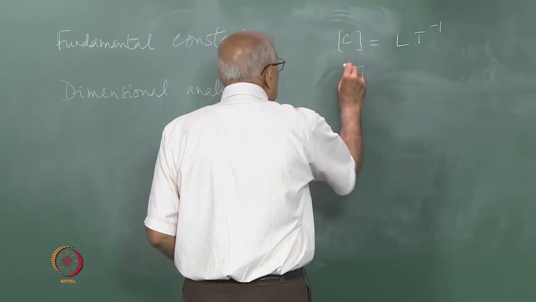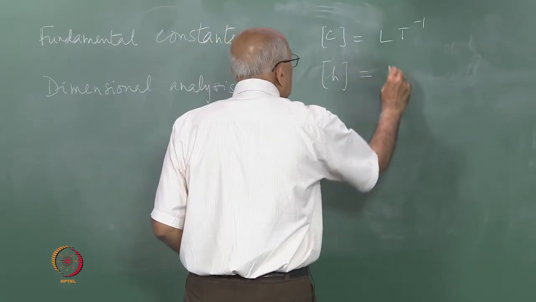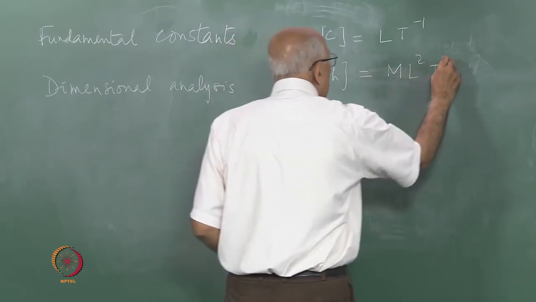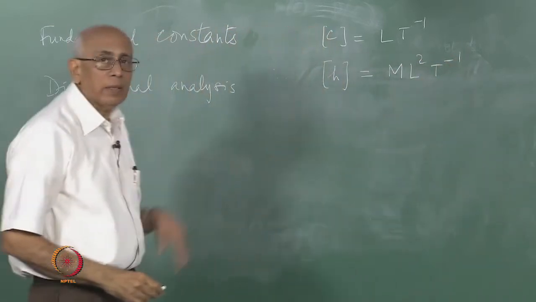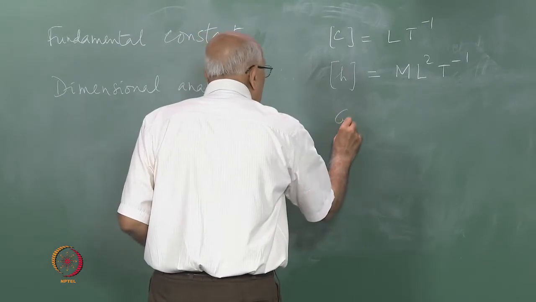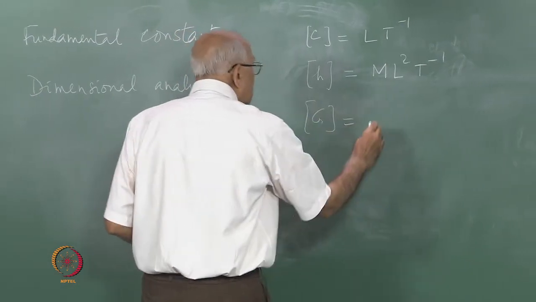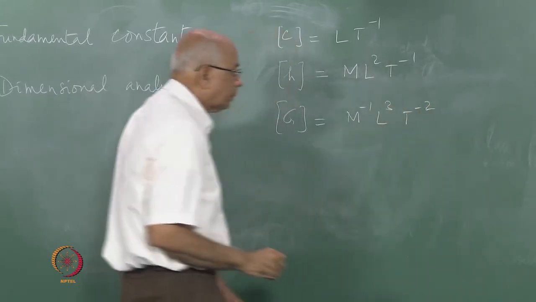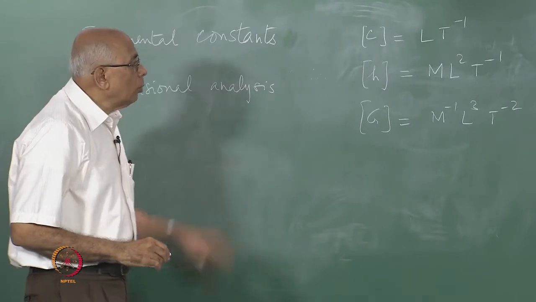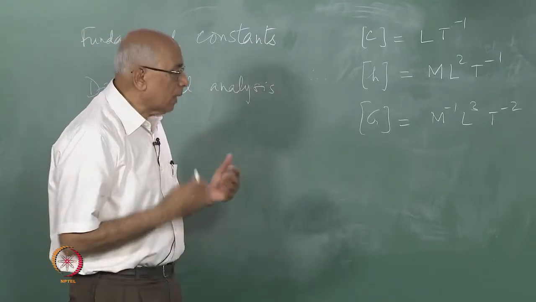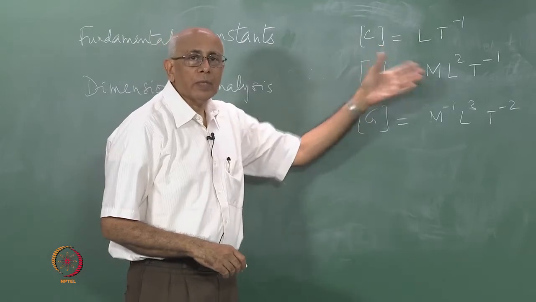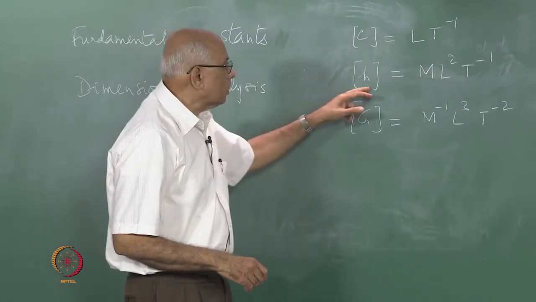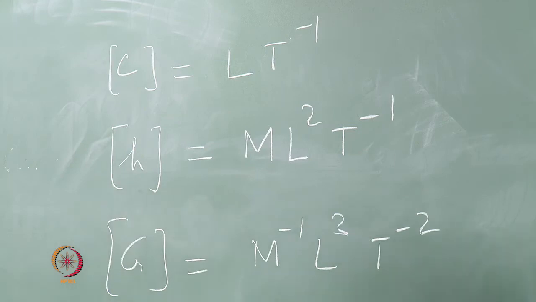Planck's quantum mechanical constant, Planck's constant, and this had physical dimensions of m L squared t to the minus 1, energy multiplied by time, and then there was Newton's gravitational constant, which had the dimensions of m inverse L cubed t to the minus 2. The numerical values of these constants in standard international units, this is 3 times 10 to the 8 meters per second, this is of the order of 10 to the minus 34 joule seconds, and this is of the order of 10 to the minus 11 in standard international units.